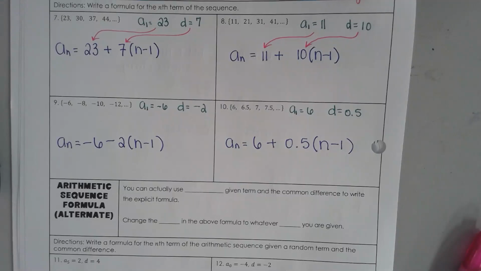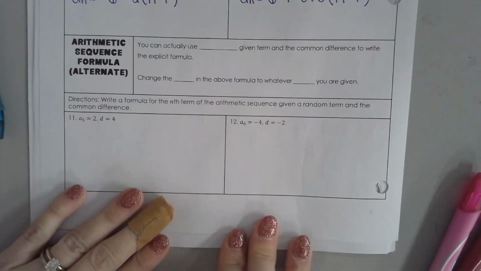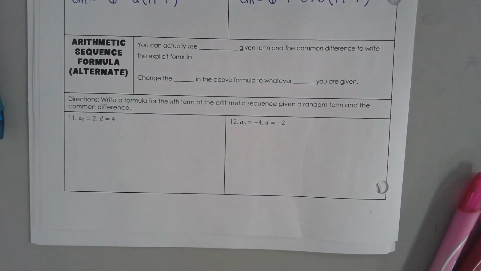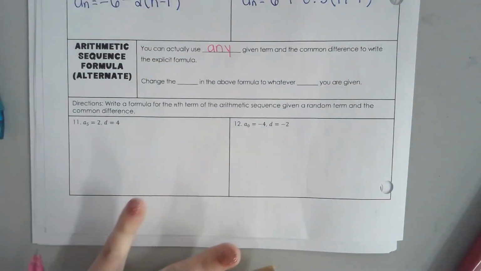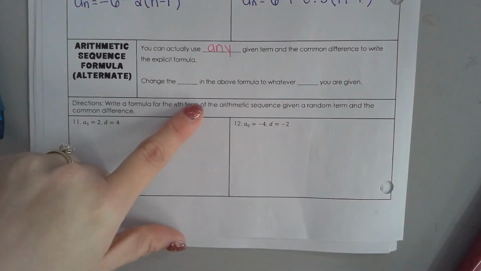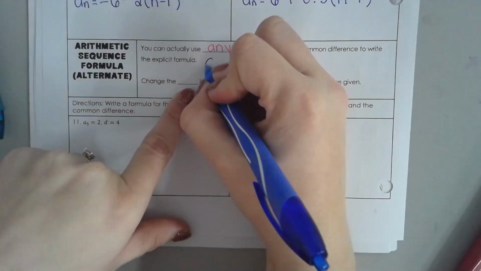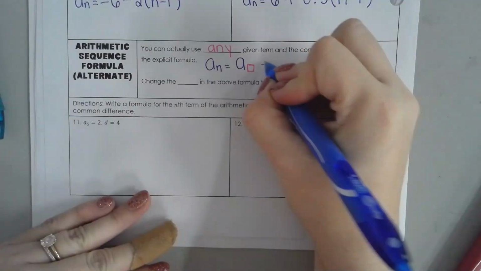Alright, there is a slight variation we can use for the formula, and this is very beneficial when you're not given the first few numbers of the sequence. If you see number 11, I tell you what A5 is and the common difference, and I ask for the formula. You don't know A1 right away. So you can change the formula slightly to make it work for what you're given. You can use any given term and the common difference to write the explicit formula, and you have to make two little changes. So copy this down and then I'll explain it.